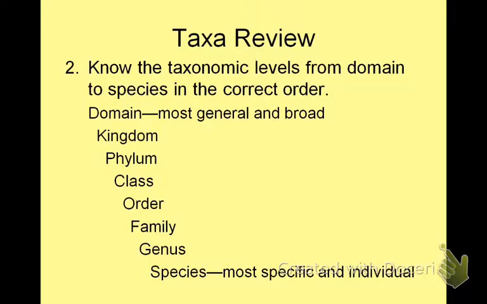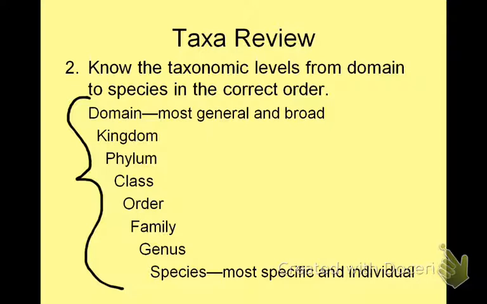Last thing I want to review with you, just to make sure you understand the domain through species, the different levels here, the different taxa. Domain is most general. So a domain is made of many kingdoms. A kingdom is made of many phyla. A phylum is made of many classes. A class is made of many orders. An order is made of many families. A family is made of many genera, and a genus has many species in it.